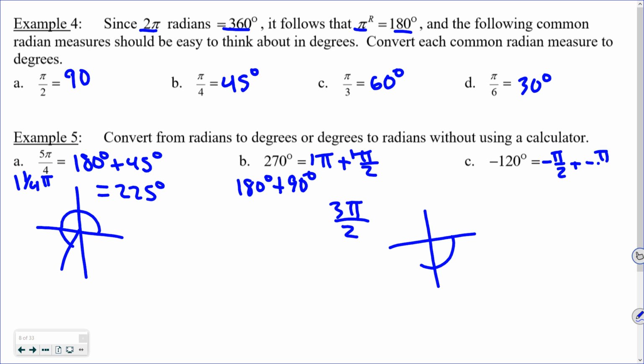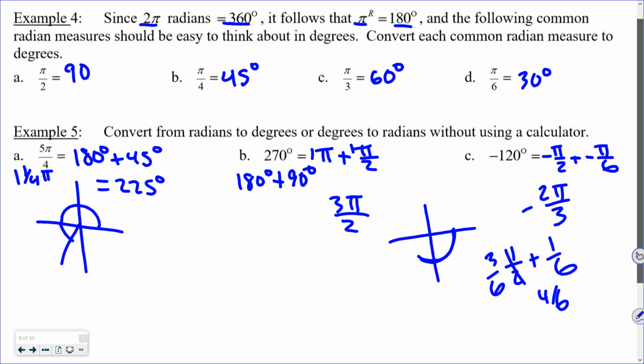So really what I'm going to end up doing is, what's a half plus a sixth? Common denominator, make that 3 over 6. Add those together is 4/6. That's 2/3. And it's a negative, right? So I'm going -2 pi over 3. That's a little bit tricky, but if you think of it that way, I think it's a little bit easier.